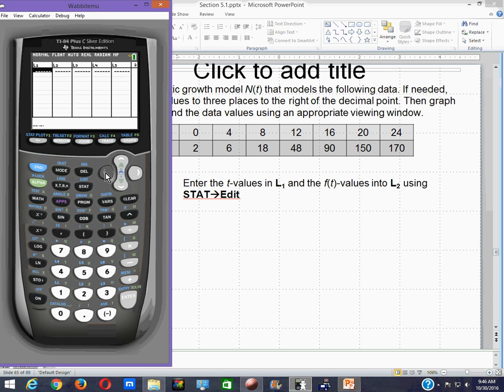Okay, the L1 values: 0, 4, 8, 12, 16, 20, 24. You've got all the x values. Now for the L2 values: 2, 6, 18, 48, 90, 150, 170. Again, make sure you didn't skip any and make sure they're all right.